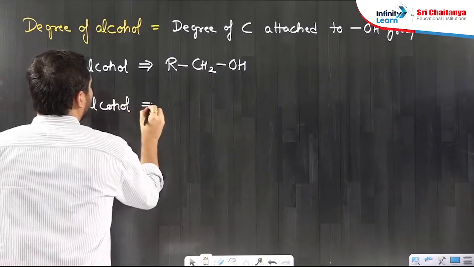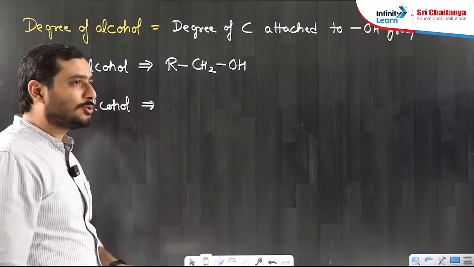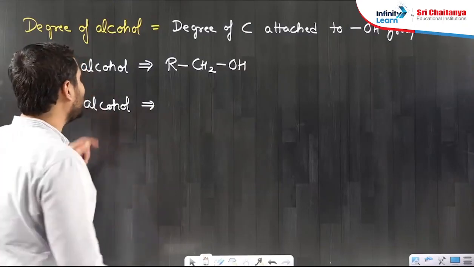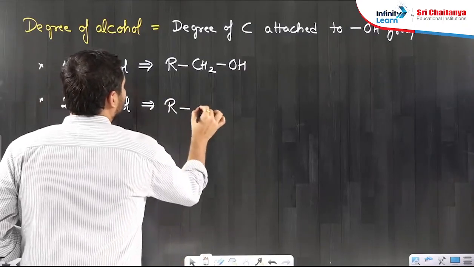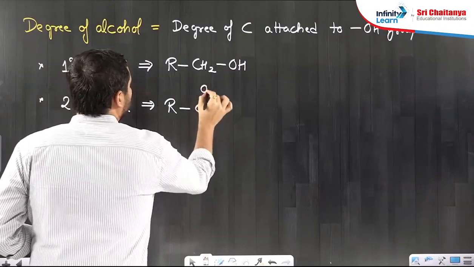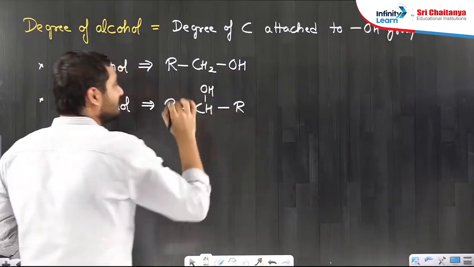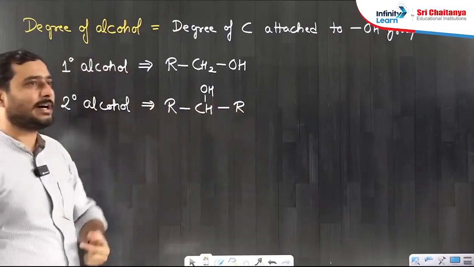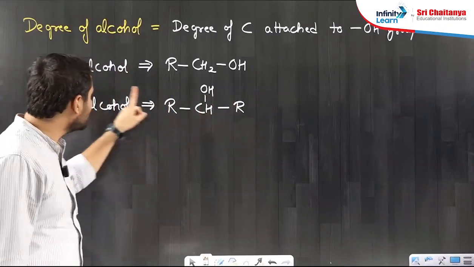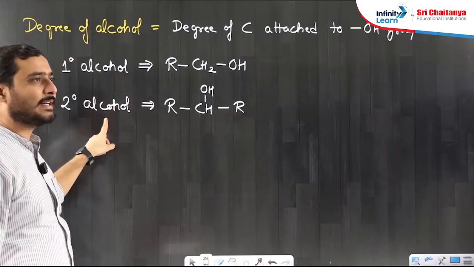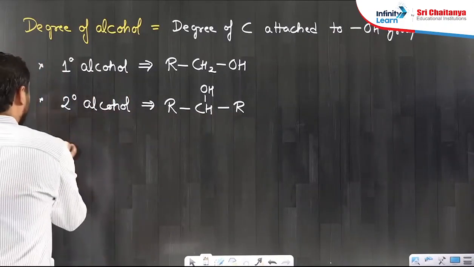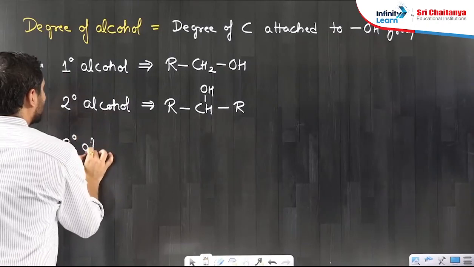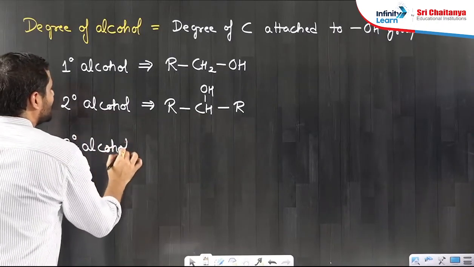How to write secondary alcohol? We have to attach OH to that carbon atom which is secondary carbon. So how to write R, CH, OH and R. Now carbon attached with 1 hydrogen, on both sides which group is present? Alkyl group. So that's why this is representation for which alcohol? Secondary alcohol.